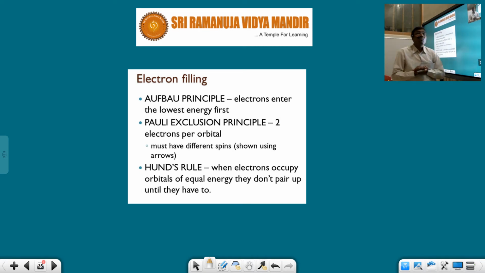Now we learn some more very, very important rules in writing the electronic configuration. There are three rules which I am going to state now: Aufbau rule, Hund's rule, and Pauli's exclusion principle. These rules can be well assimilated only when you understand quantum numbers, because these are associated with quantum numbers.